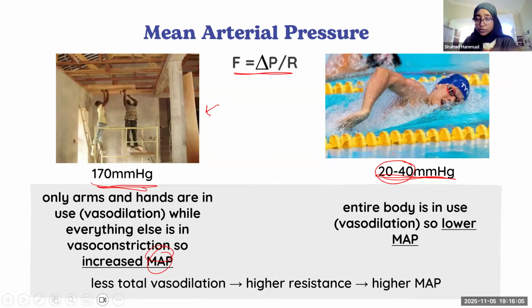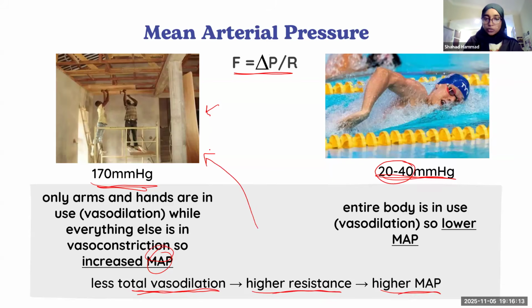The summary of this point is that if we have less total vasodilation, we have higher resistance and higher MAP, which is the case in these guys over here. They have more vasoconstriction throughout the body, which increases the resistance, and we have a higher mean arterial pressure. You guys know what mean arterial pressure is, right? The mean arterial pressure, meaning the pressure of blood in the arteries throughout the body.